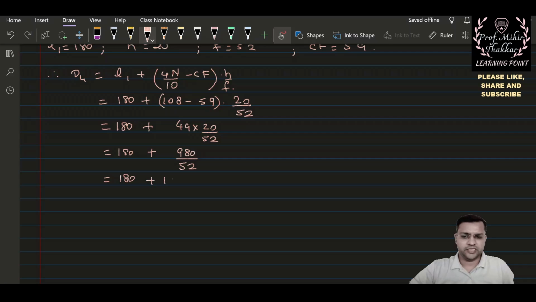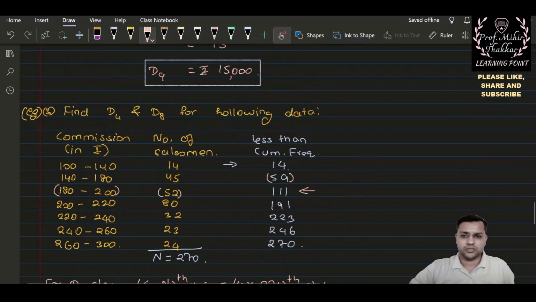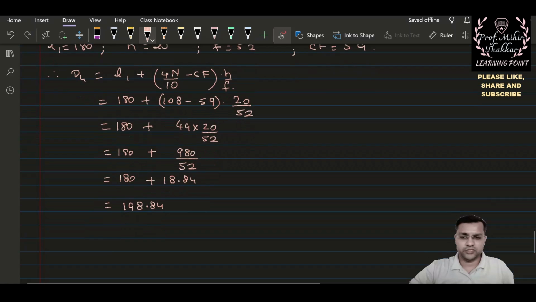So 180 plus 18.84, and when you add this it comes out to be equal to 198.84. Now this is commission in terms of rupees, so we write the units as rupees. So that is the required value for your D4.